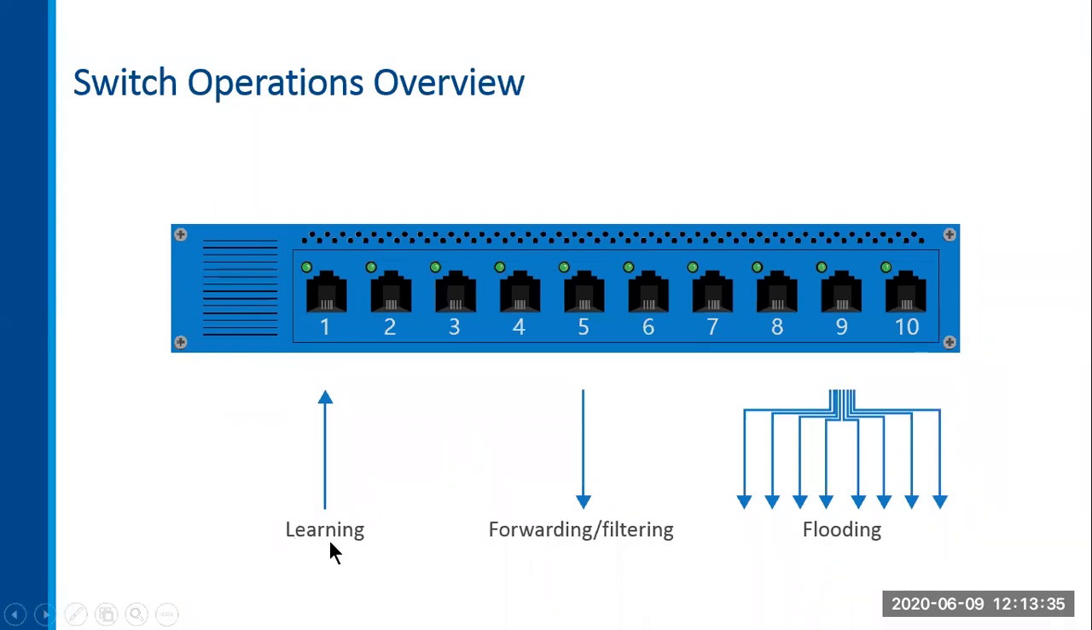So one of the first functions is it learns. Now learns what? Learns MAC addresses. It learns MAC addresses so that it can perform its job much more efficiently. And again, we'll get into some of the details in a moment. It learns MAC addresses so that it can forward and filter efficiently, and it's not forwarding data to everybody, only forwarding as appropriate. And flooding as well, I'll talk about in just a moment.